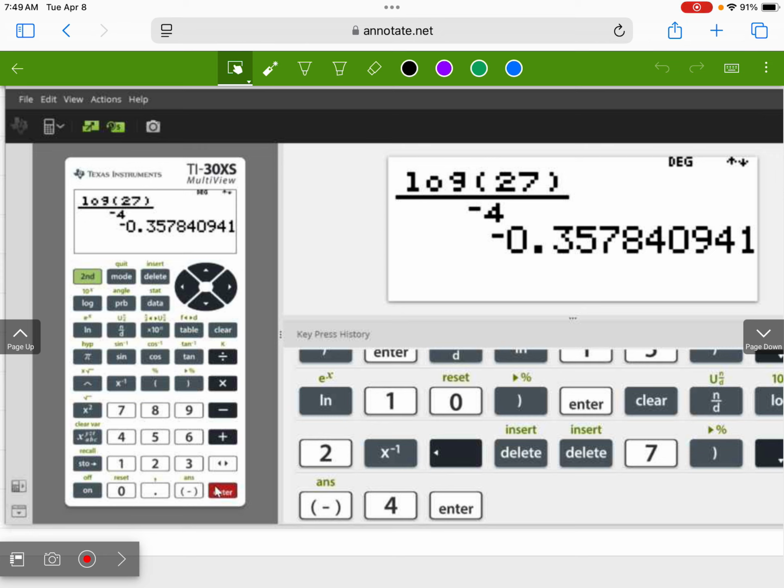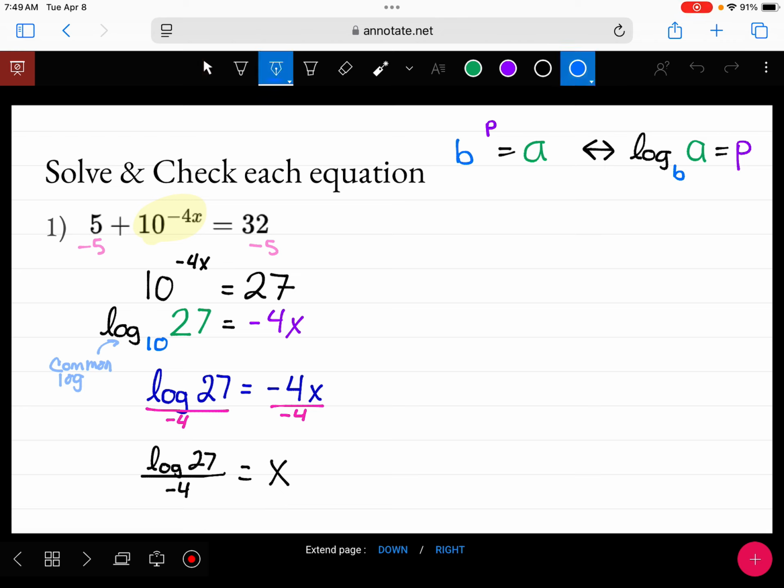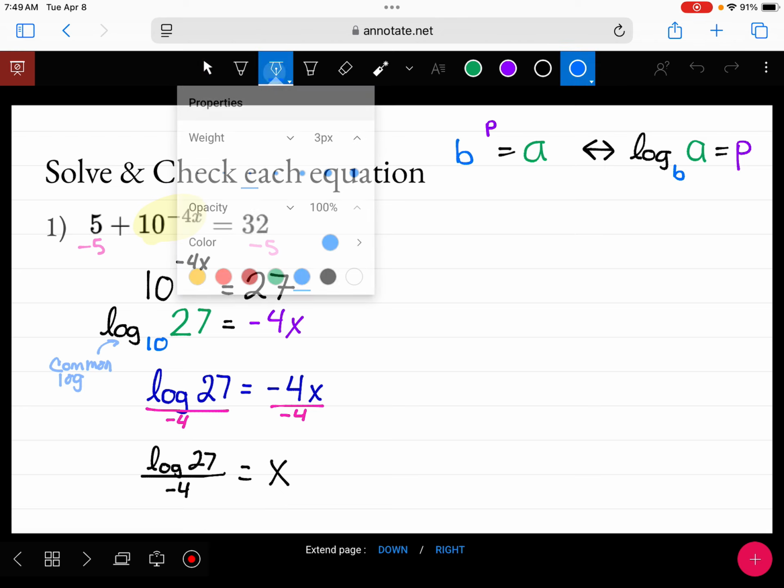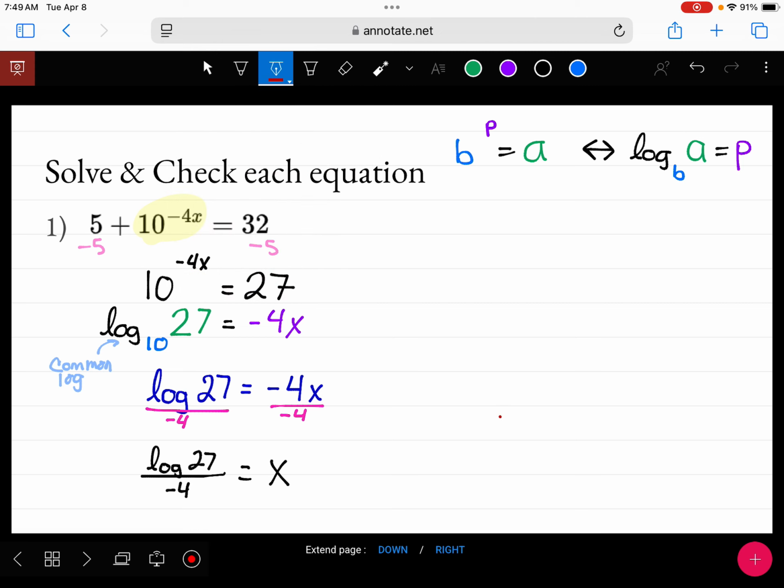So we get negative 0.3, and we're going to round it to 2 decimal places, 6, because the 7 pushes our 5 up. So our decimal approximation is that x is just about equal to negative 0.36. This is our exact answer. This is our decimal approximation.